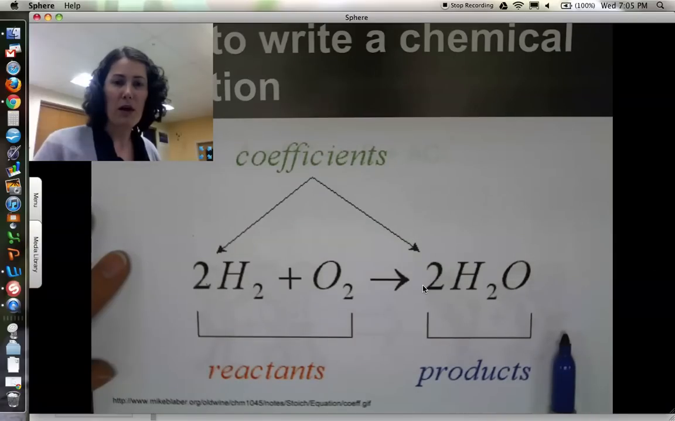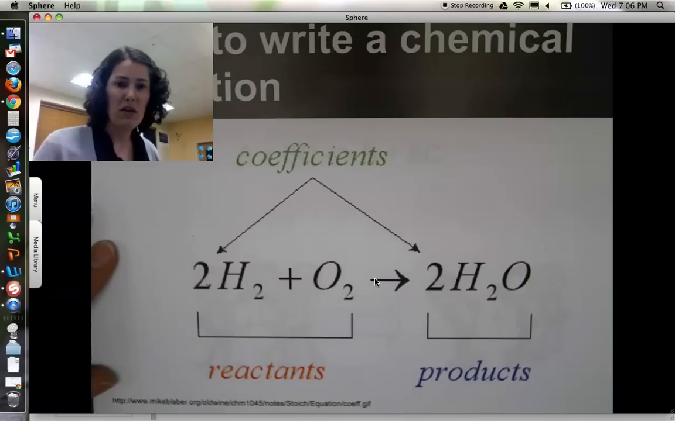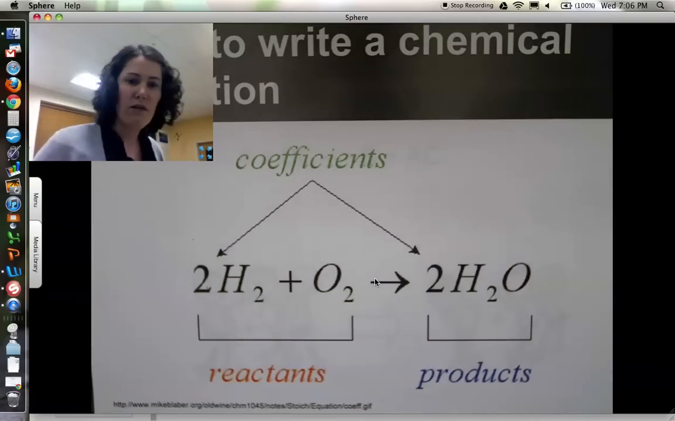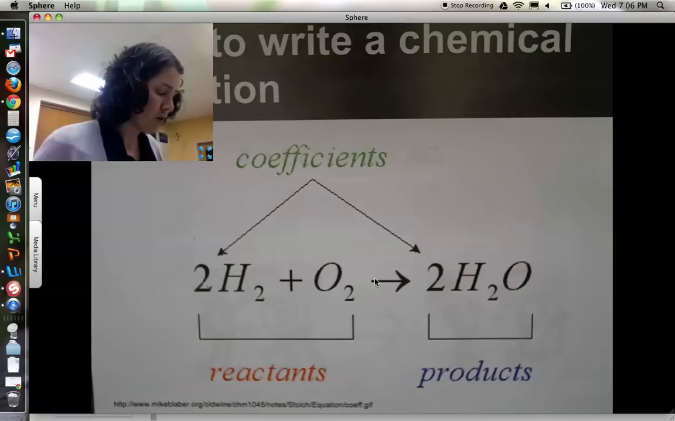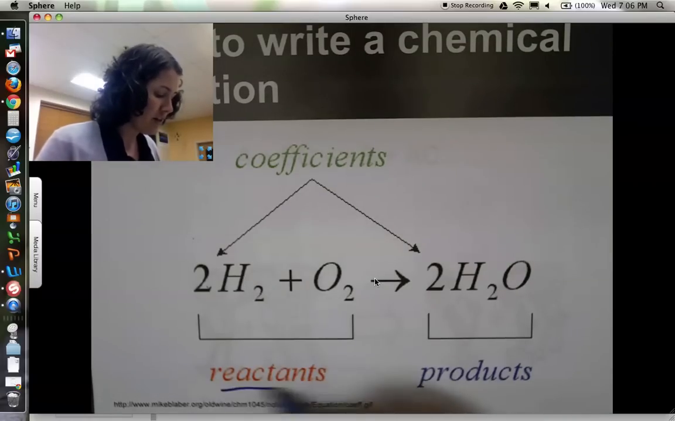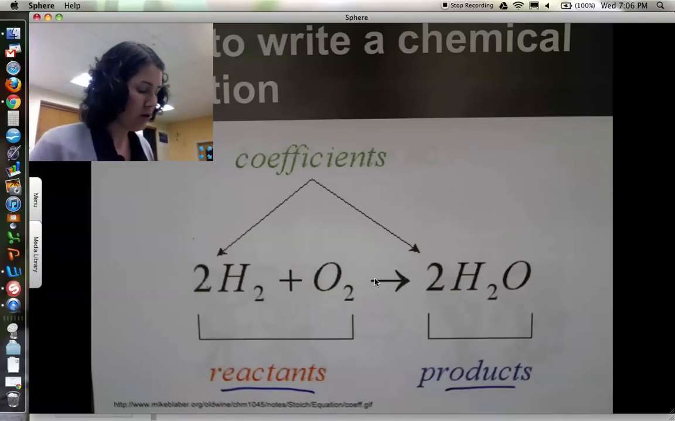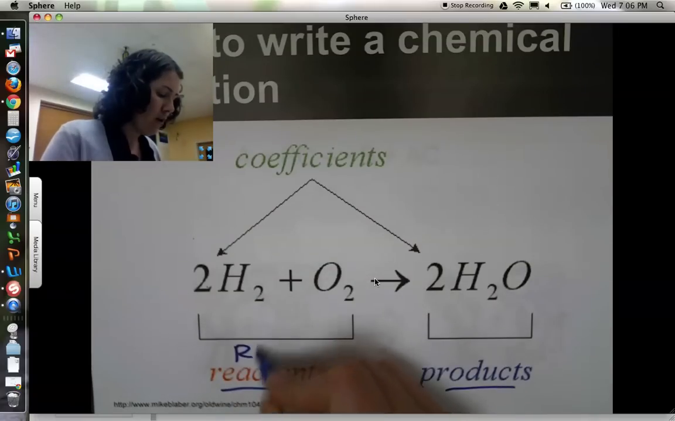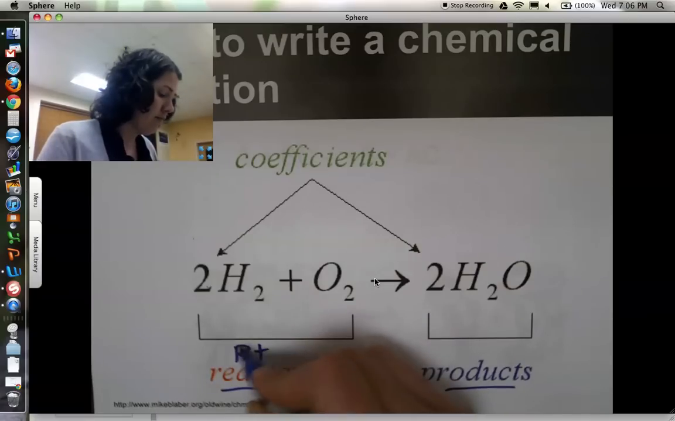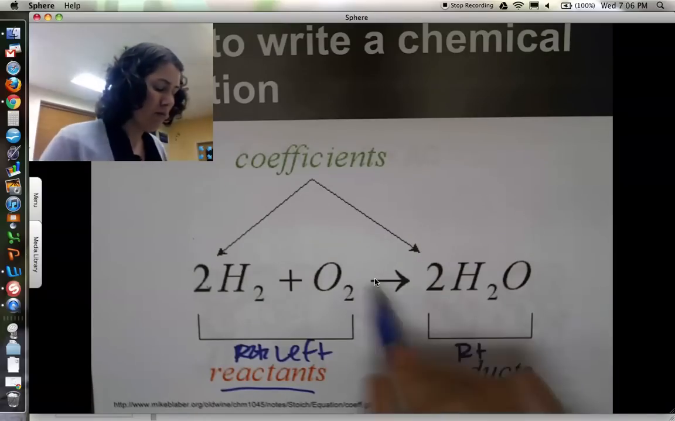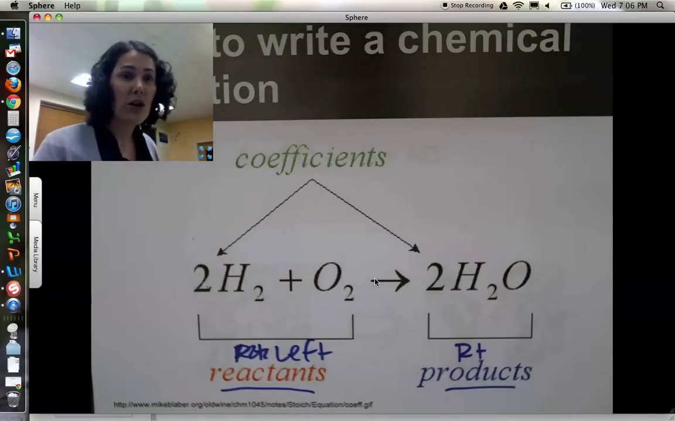Okay, so how to write a chemical equation in terms of your coefficients and reactants and products. What do these words mean? Well, if we look here on the left side of your equation, you have what we call reactants. Now, reactants are the things that are going to combine or change to form your products. So always on the left side are your reactants, the products are on the right. And just like you read, in general, chemical reactions are going to go left to right.